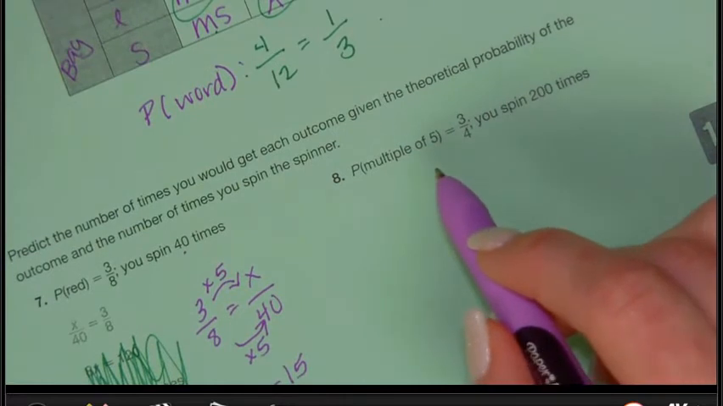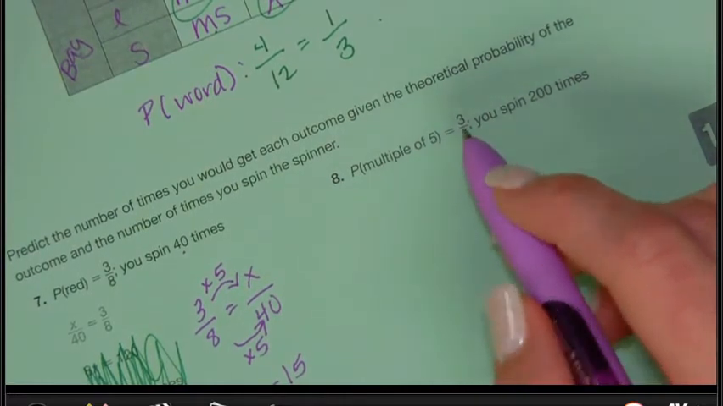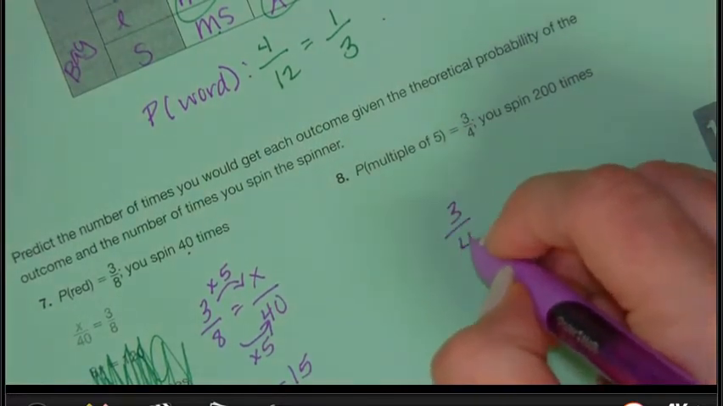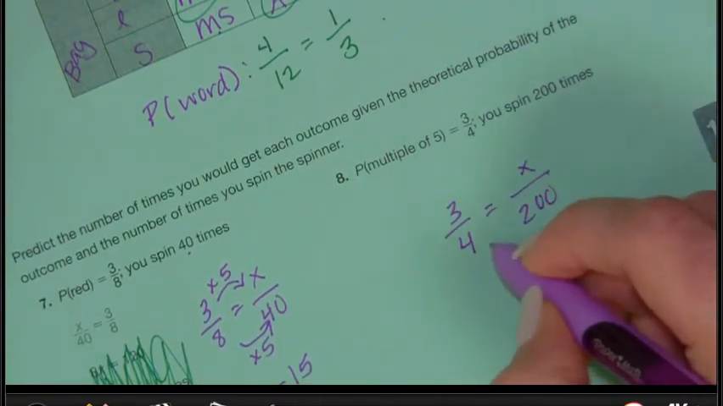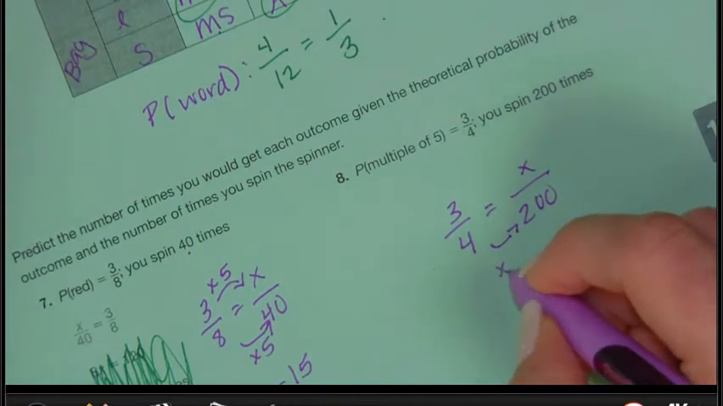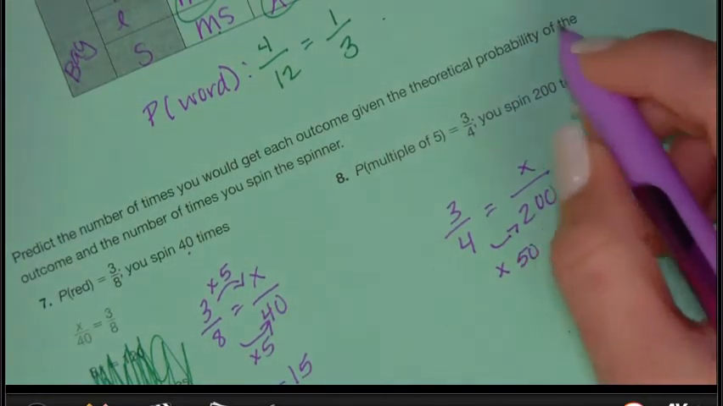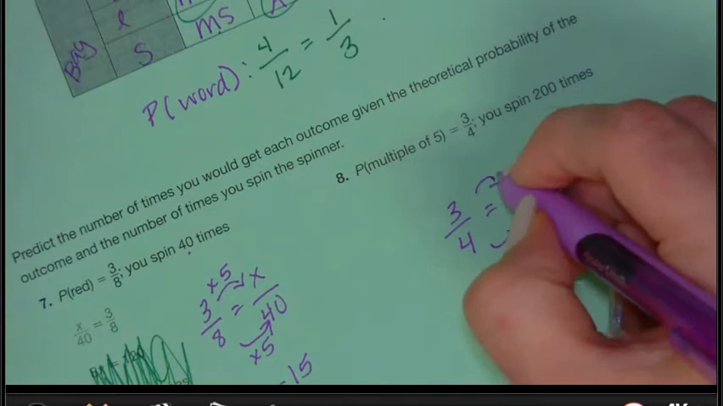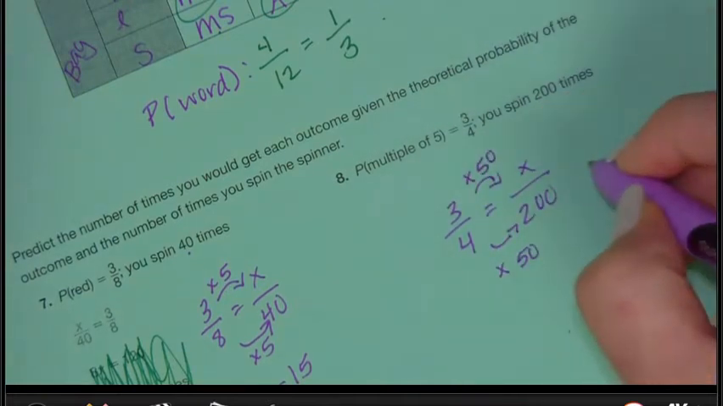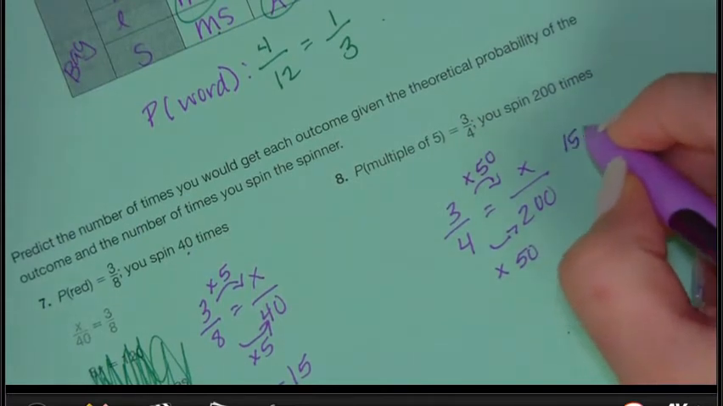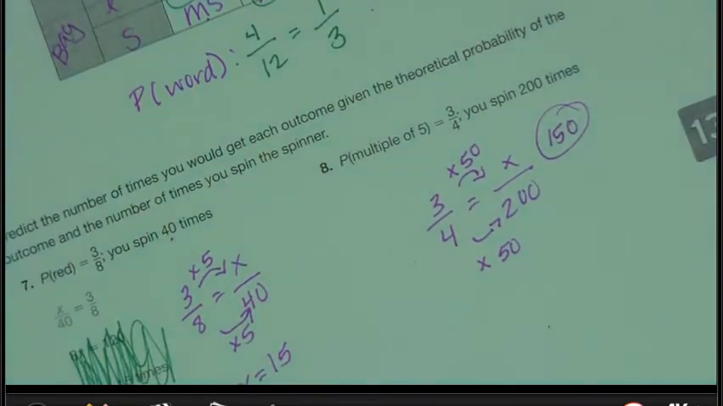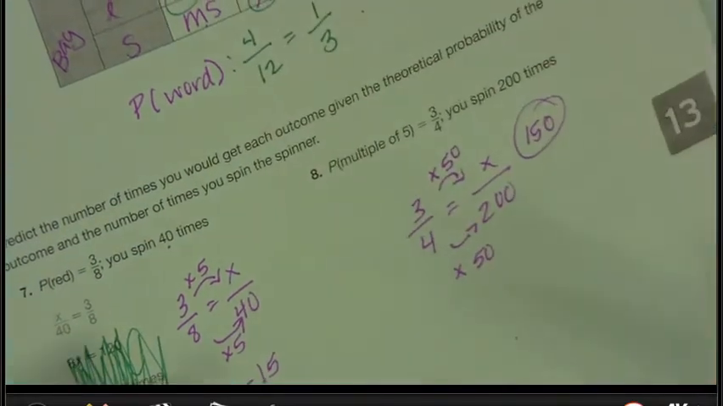Okay. Well, let's take a look here. The multiple of 5 is 3 out of 4. If I spin my spinner 200 times, how many times should I land on a multiple of 5? Well, 4 times 50 is going to get me 200. And then what I do to the bottom, I have to do to the top. Well, 3 times 50, you remember my 10s trick? 3 times 5 is 15, and then add a 0. That would be 150 times. Okay, it should be 150 times.